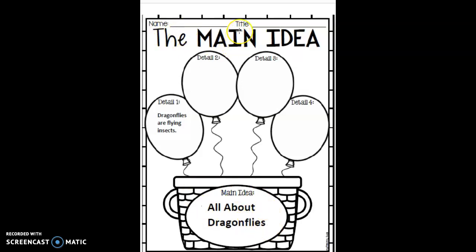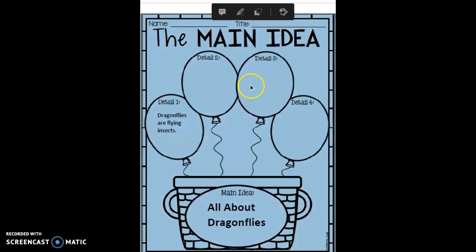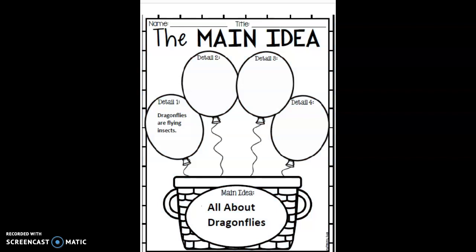Don't forget to put your name and the title of the book at the top of this page. And again, if you don't have this worksheet, it's okay. Just use a blank piece of paper. I've already done the main topic and the first detail for you. You're going back and you're going to look for those other 3 supporting details.